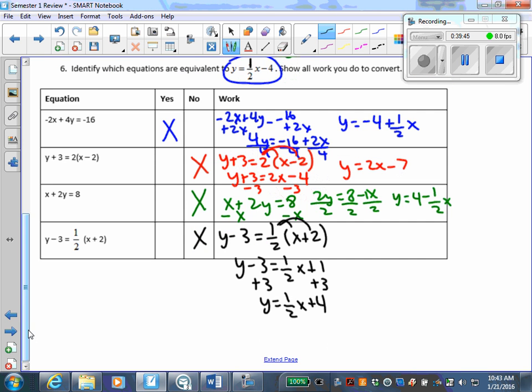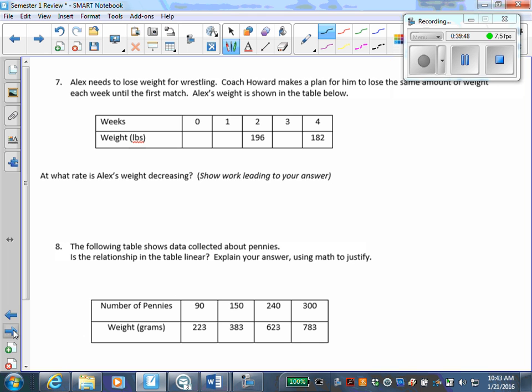Alex needs to lose weight for wrestling, blah, blah, blah. Find the rate his weight is decreasing.